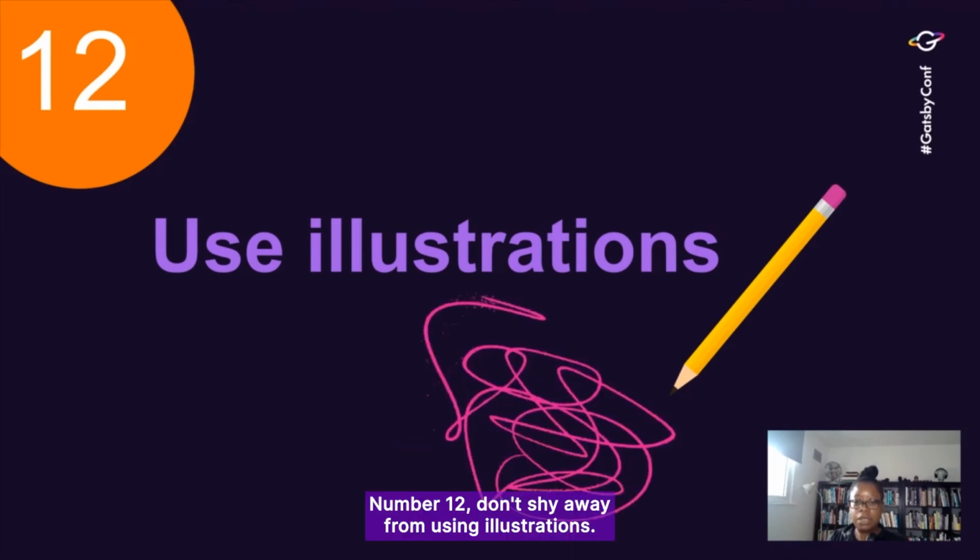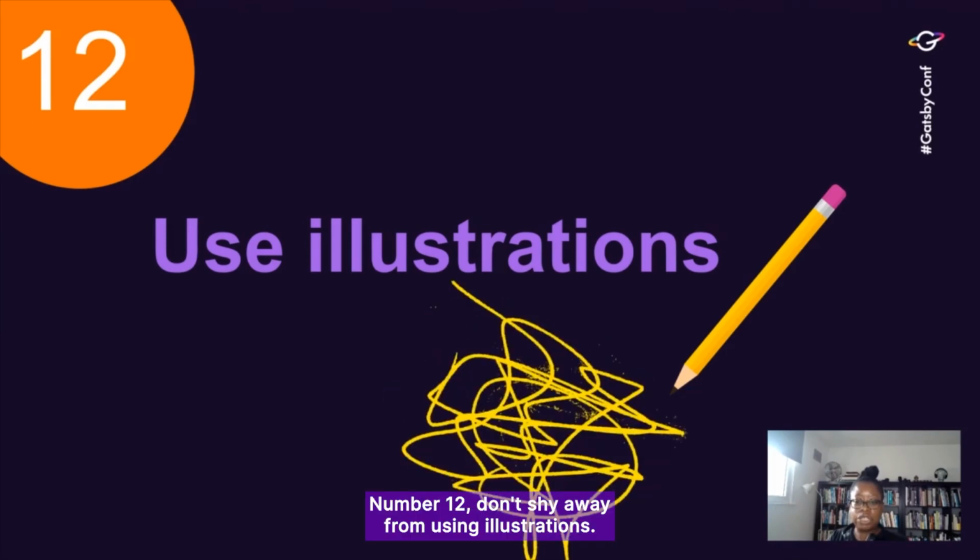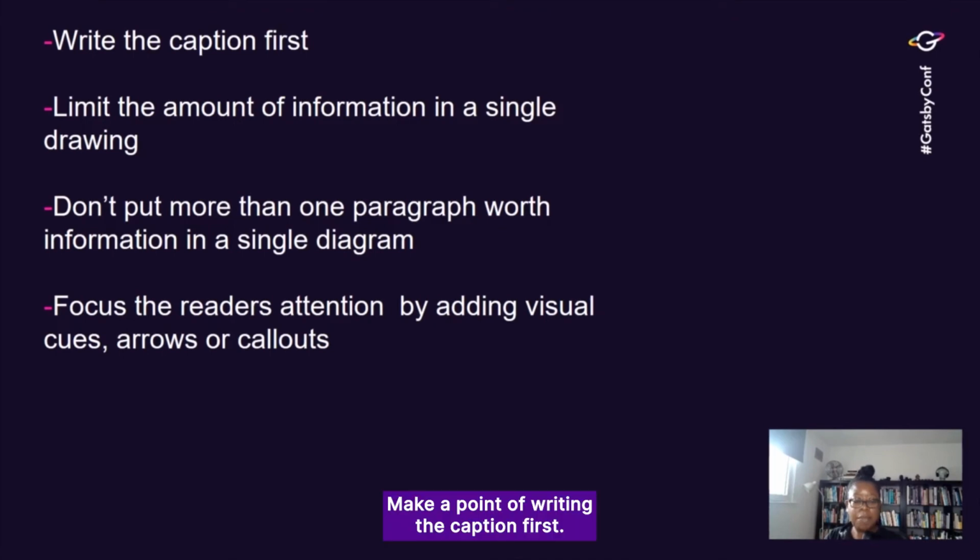Number 12. Don't shy away from using illustrations. Make a point of writing the caption first. By writing the caption first, you can then create an illustration that best represents the caption. Limit the amount of information in a single drawing. As a rule of thumb, don't put more than one paragraph worth of information in a single diagram. Focus the reader's attention also by adding visual cues, such as arrows or callouts.